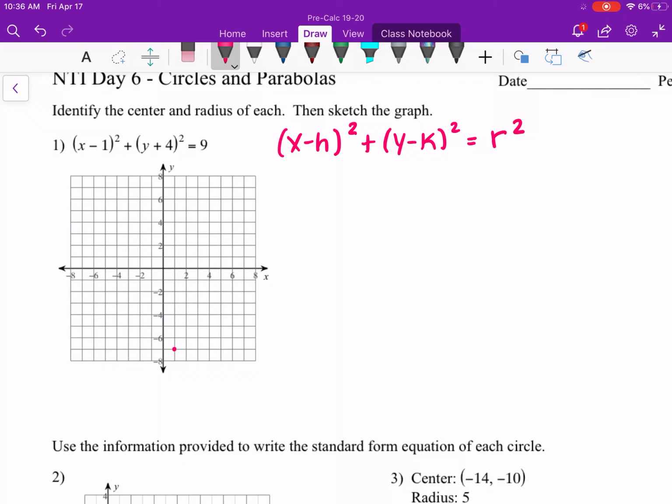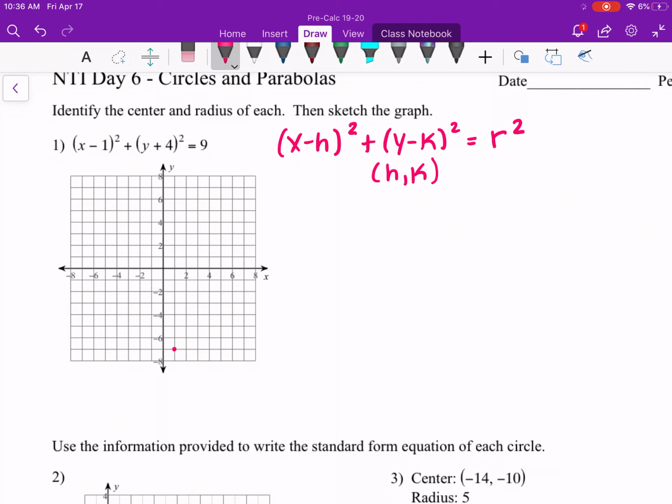The good news is that a lot of our other equations will look like this. We know that h is always going to be with the x. We know that k is always going to be with the y. We know that the center is always (h, k), meaning you flip the signs. So if you're looking at the equation, flip the signs to get the center. If you're looking at the center, flip the signs to put them back in the equation.